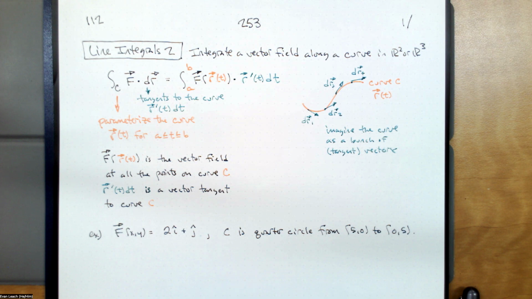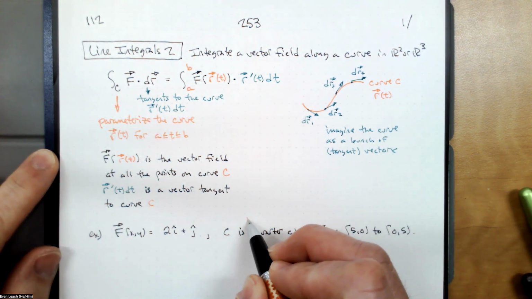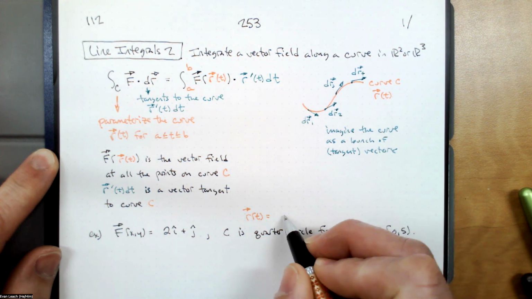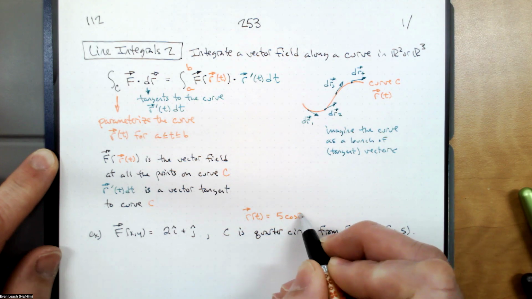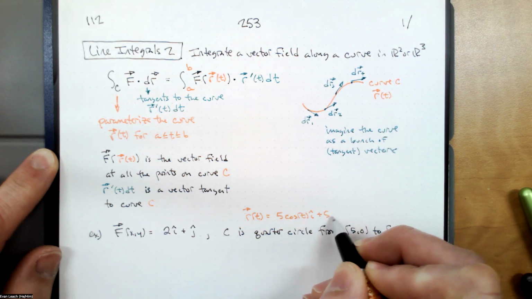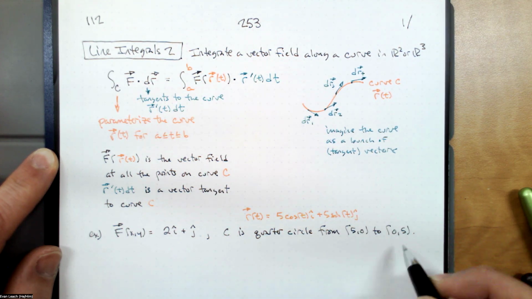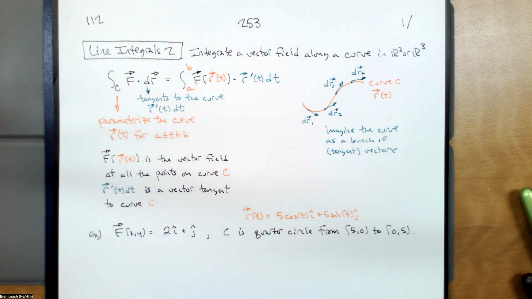I picked this piece of a circle of radius 5 because we've already parameterized it. We actually parameterized all the way around, but here I just want the quarter circle from (5, 0) to (0, 5). So in this case, r of t is going to be 5 cosine t i plus 5 sine t j. Since I only want the quarter circle from (5, 0) to (0, 5), I only want what's going on in the first quadrant. I'm going to run t from 0 to pi over 2.